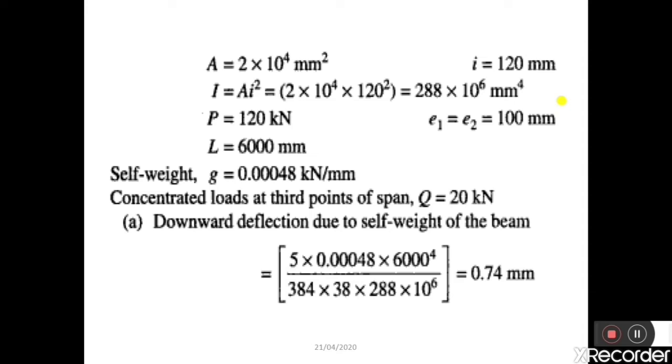Firstly it is given that the cross section area is 2 into 10 to the power 4 mm square. Moment of inertia: radius of gyration is given. So moment of inertia is equal to A r square, because radius of gyration is equal to square root of I by A. So I is equal to A r square, that is equal to 288 into 10 to the power of 6 mm to the power 4.